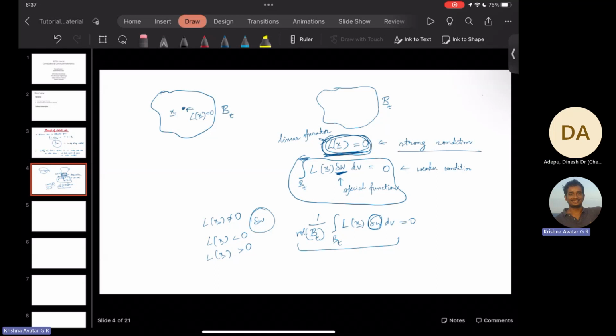So at some point L of x will be less than 0, which means in the majority of points, this L of x equal to 0 won't be satisfied, which means this strong condition will not be satisfied at quite many points. However, by a suitable choice of delta W, we are able to make the integral of L of x multiplied with it over the domain equal to 0 in an average sense. And this is what is known as a weak condition. This is actually the basis of the finite element method.